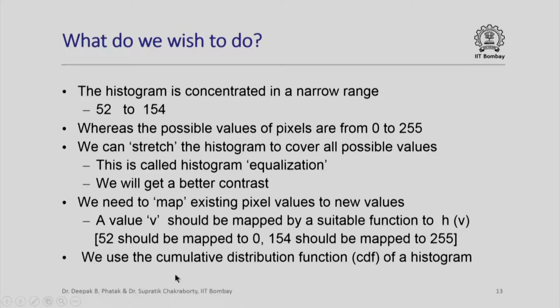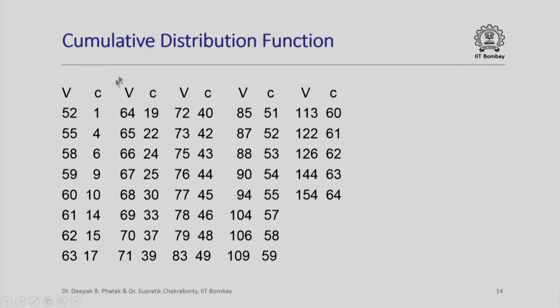First, we calculate the cumulative distribution function or CDF of a histogram. The CDF is simply defined as a number of pixels below a certain value. So, for example, there is only 1 pixel below 52. There were 3 pixels at 55. So, below 55, 3 plus 1, 4 pixels are there. Below 58 there are 6 pixels, below 59 there are 9 pixels and so on. So, this will tell you the cumulative distribution function. Observe that the largest value is 154. So, below 154 there are 64 pixels. Of course, the entry into a cumulative distribution function array 155, 156 etc.